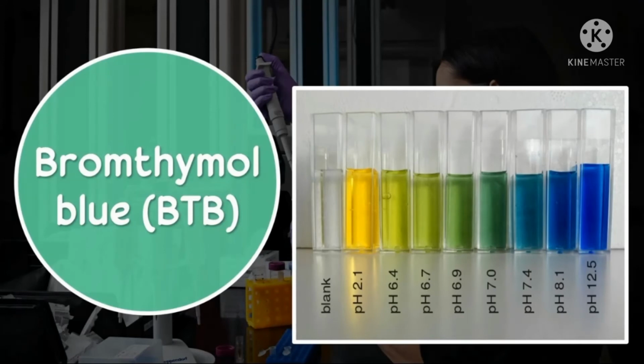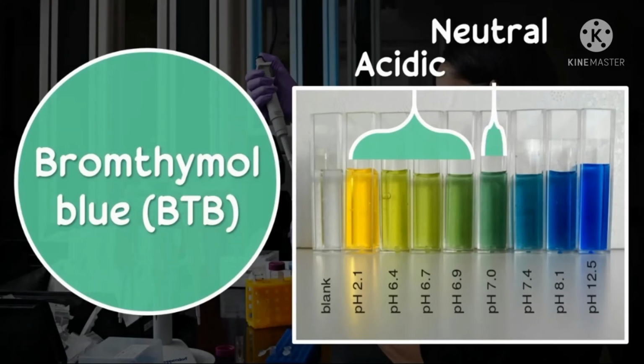From pH 2.1 to 6.9, they are yellowish at may iba na greenish. These are acidic. Pagpunta natin sa pH 7, bromothymol blue changes into color green because this substance is neutral at mayroon siyang pH na 7.0 just like water.